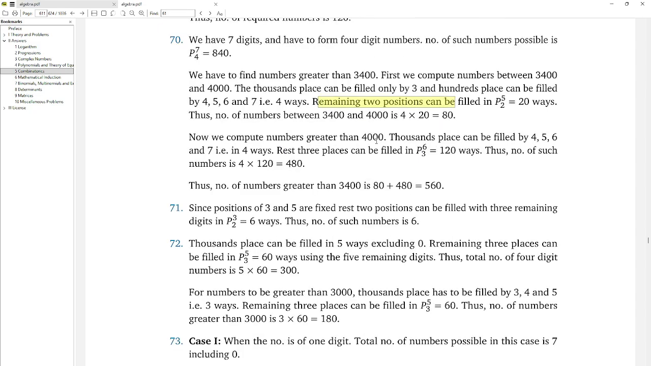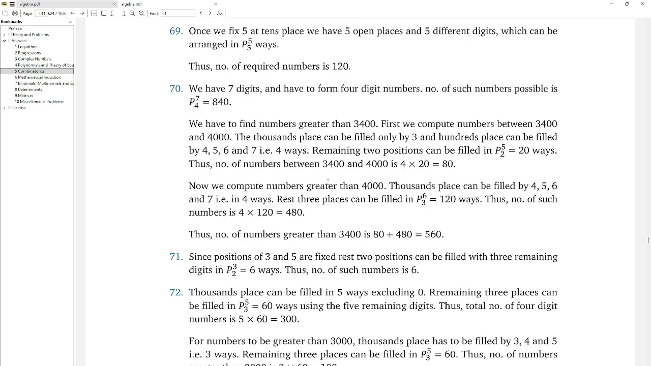Now we compute numbers greater than 4000. So the thousands place can be filled by 4, 5, 6, or 7 in 4 ways. The remaining 3 places can be filled in 6P3, that is 120 ways. The total number of such numbers is 4 multiplied by 120, that is 480. The numbers greater than 3400 is 80 plus 480, that is 560.